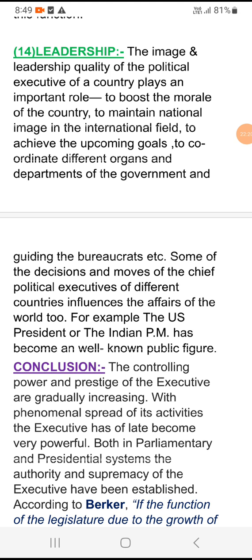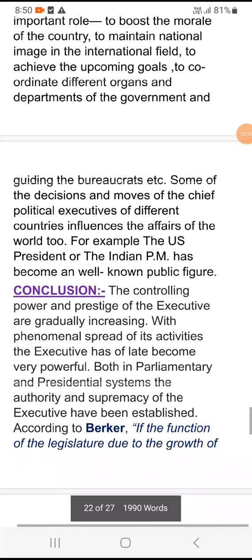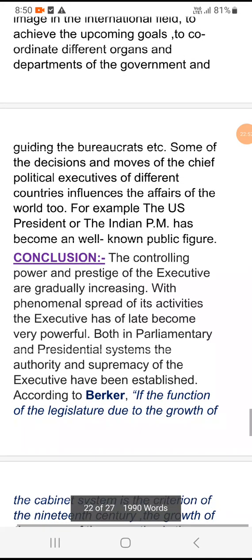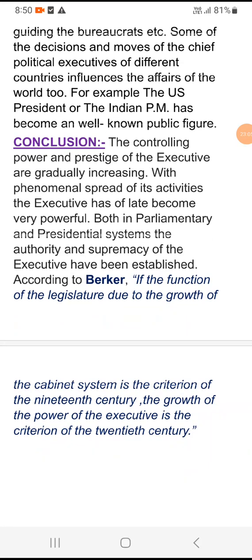Number 14. Leadership. The image and leadership quality of the political executive of a country plays an important role to boost the morale of the country, to maintain national image in the international field, to achieve the upcoming goals, to coordinate different organs of government and departments of government, and guiding the bureaucrats, etc. Some of the decisions and moves of the chief political executive of different countries influence the affairs of the world too. For example, the US President or the Indian Prime Minister has become a well-known public figure.